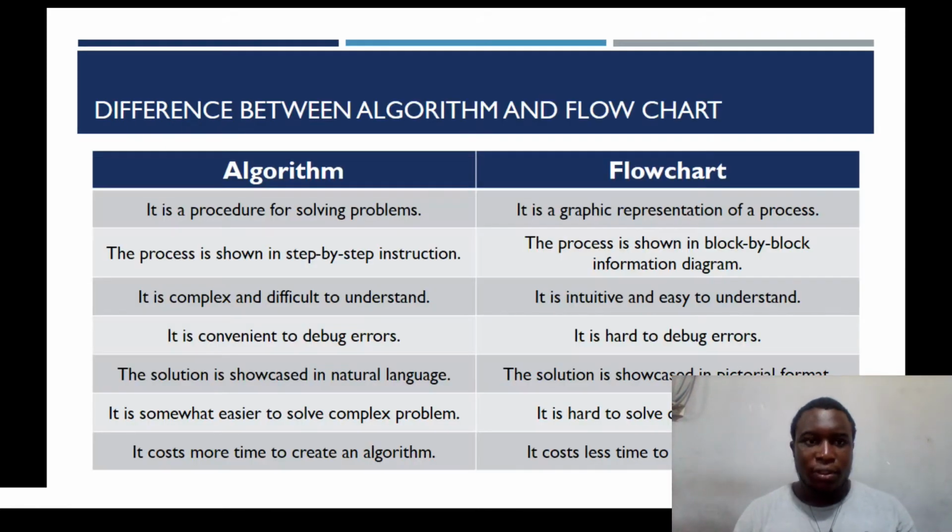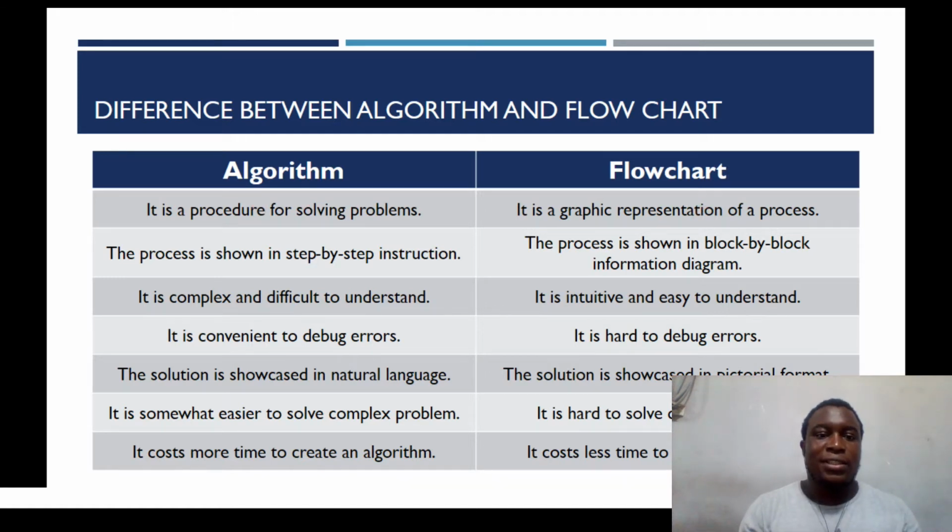So now, before we go deep into performing some magic, let's differentiate between algorithm and flowchart. Even though both of them are used to represent the processes of a program, they have differences. The first difference is that an algorithm is a procedure for solving problems. Now, a flowchart is a graphical representation of a process. The process might as well be a process of solving a problem, but in summary, a flowchart is a graphical representation of a procedure, while an algorithm is the procedure itself.